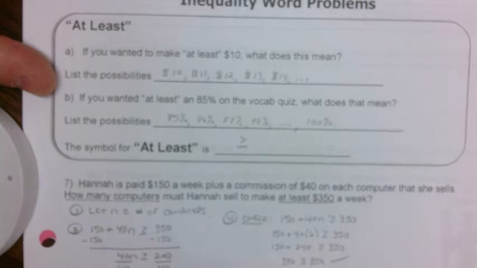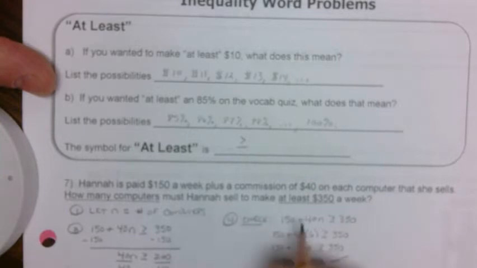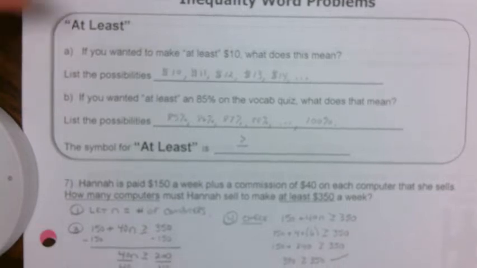And now I'm ready to write my sentence here in step 5. Hannah must sell at least, because those were the words that they used right here, and then coming back to step 3, 5 computers. Hannah must sell at least 5 computers.